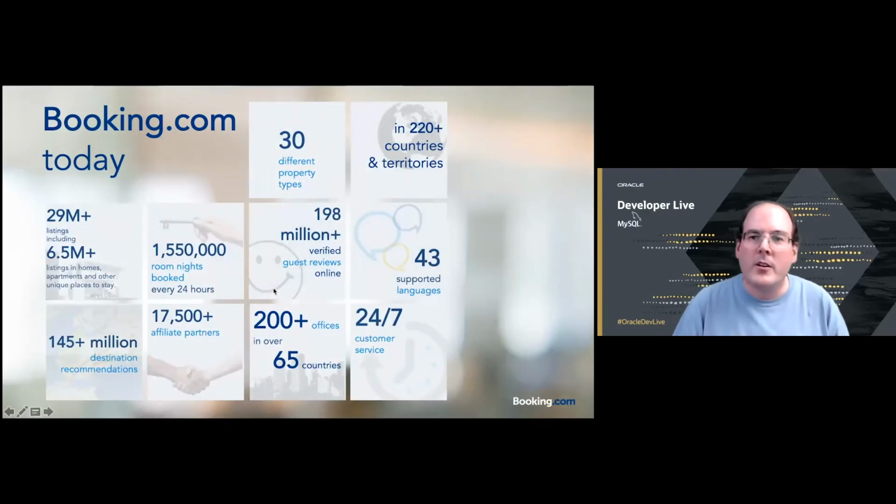Today, we are a much bigger and much different company with many different technologies and many different travel products. Particularly important for the databases is that we book 1.5 million room nights every 24 hours. We have 29 million kinds of accommodations and attractions and other things listed. We have 43 languages that we support.